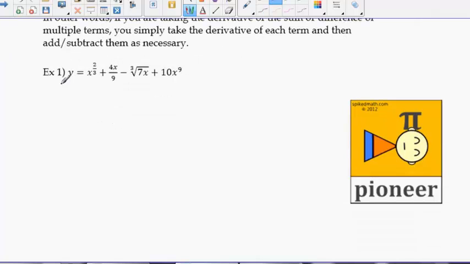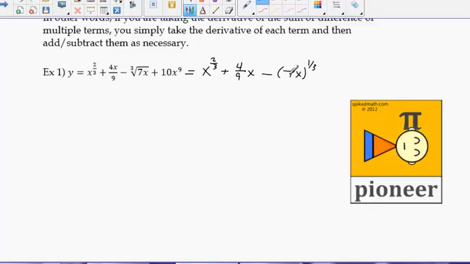So if we come down here and do one more of these, y equals all this nonsense. Well, before I go to take the derivative, I'm going to make all these nice, simple exponents. So x to the 2/3 is fine. 4x over 9, no, I'd rather write that as 4/9 x, because now I have a coefficient and an x. Cube root of 7x is going to be 7x to the 1/3.